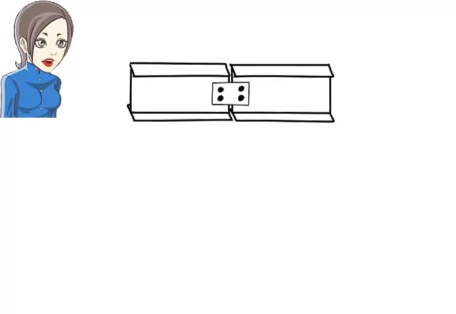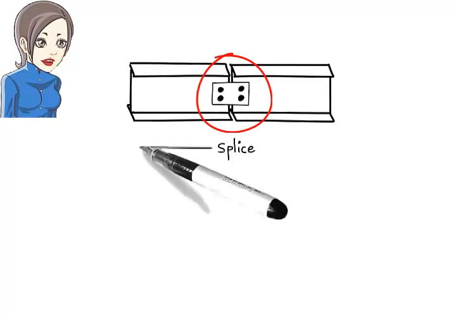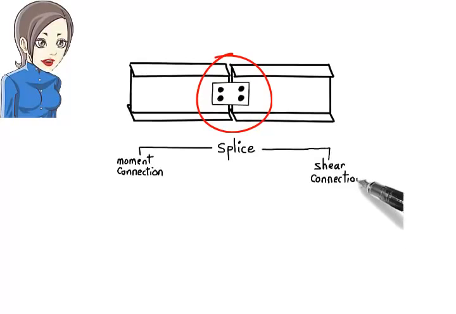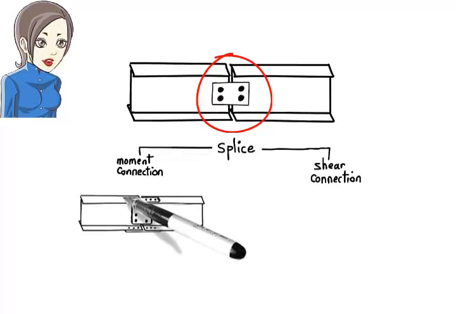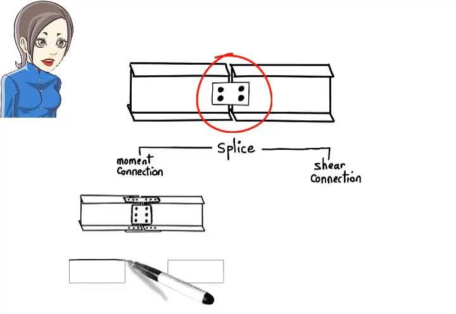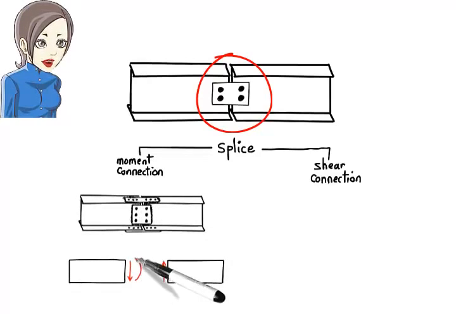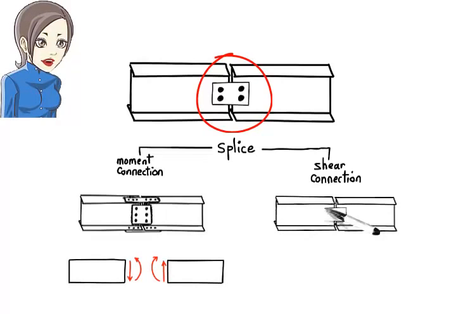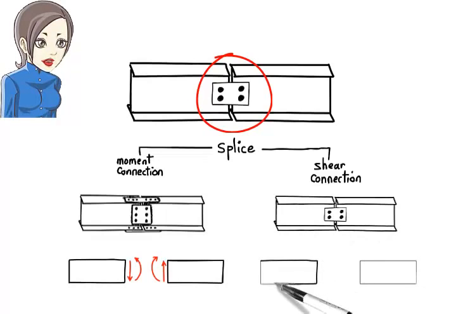It is generally useful to classify such a connection, also called a splice, as either a moment connection or a shear connection. A moment splice rigidly connects the two beam segments such that an internal bending moment as well as a shear force can develop at the joint. In a shear splice, however, no internal moment can develop at the joint. The joint acts as an internal hinge. It can only support a shear force.